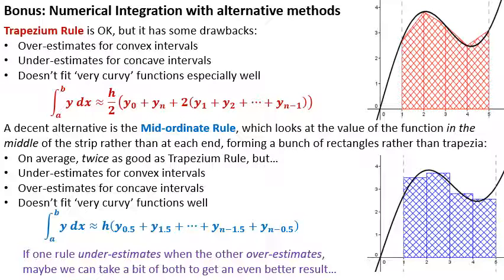Somehow we want to take a bit of trapezium rule and a bit of mid-ordinate rule, but perhaps more mid-ordinate than trapezium because that's generally better. And yet we need some of trapezium rule because that will help us to compensate, to mitigate for the underestimates of mid-ordinate rule when mid-ordinate rule underestimates, and to compensate for the overestimates when mid-ordinate rule overestimates.